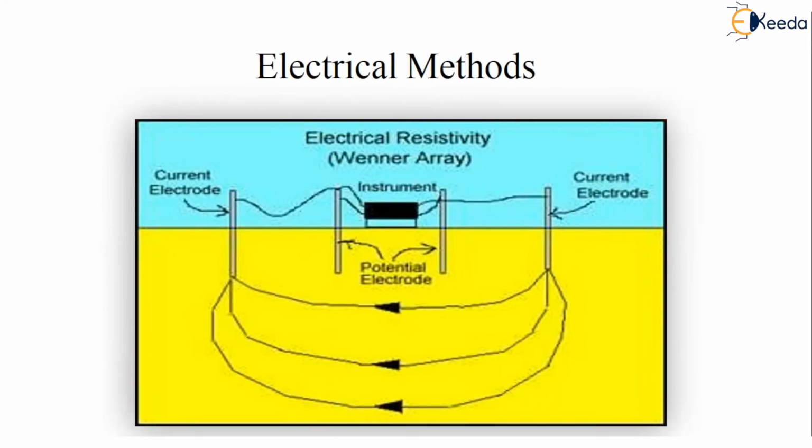So this is how the electrical method looks. This is the electrical resistivity. Here the current electrodes are fixed on the two sides. Here the potential electrode is also fixed. This is an instrument, okay?